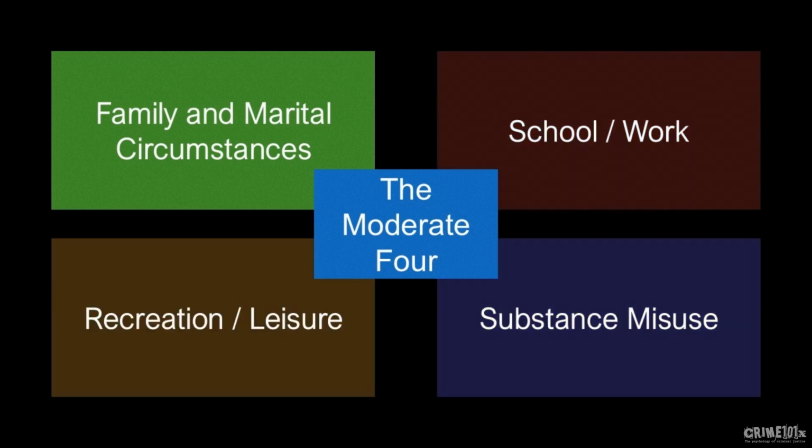Family and marital circumstances can be a predictor of recidivism, depending on the quality of the interpersonal relationships. It's thought that the more involved a person is with their family or partner, they'll be less motivated or have less opportunity to engage in criminal behavior.